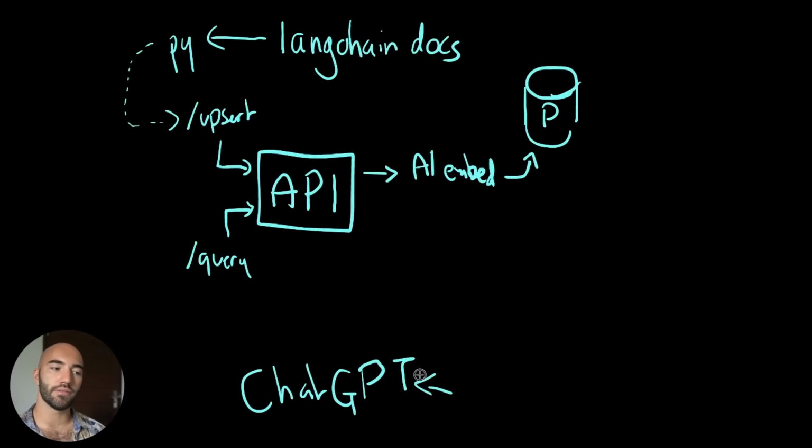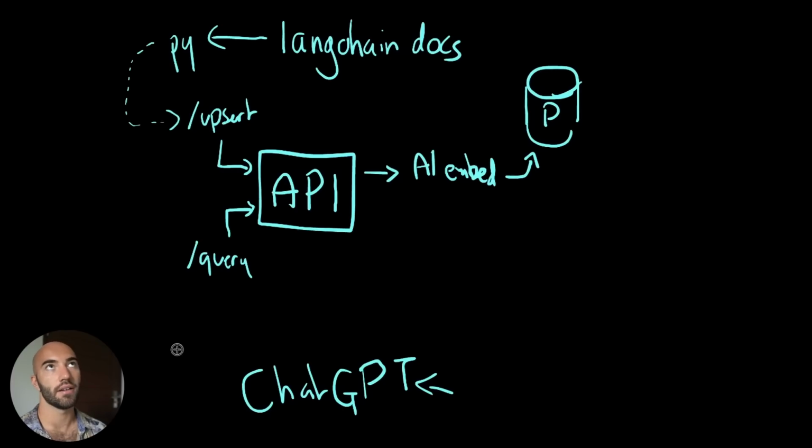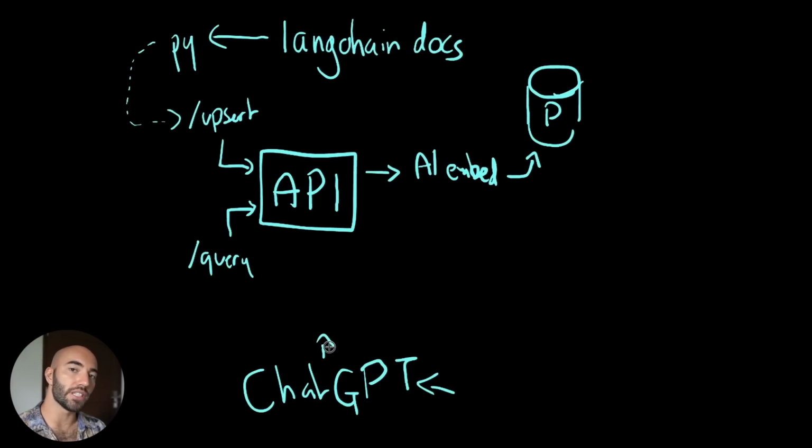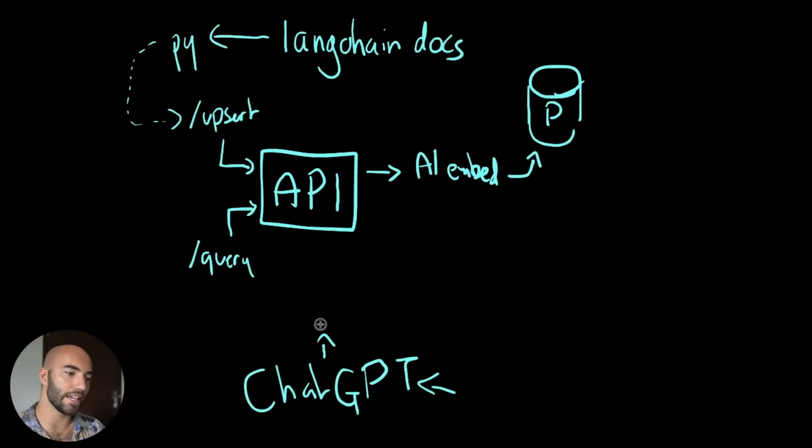But we still haven't made that link yet. There's no link between ChatGPT and that vector database. That's where the query part comes in. So given a particular query, like the earlier example, what is the LLM chain in Langchain? We'd ask ChatGPT. ChatGPT is going to come up here, it's going to think about it, and it's going to be like, I have no idea what that means. But I have some instructions that tell me if someone asks about Langchain, I should send that query over to this query endpoint.